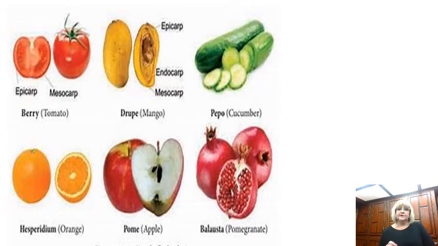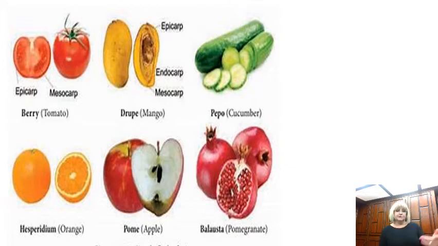So simple fleshy fruits include drupes and berries. Berries may be true berries, pepos, or hesperidia. Pomes have flesh derived from both the receptacle and the ovary.